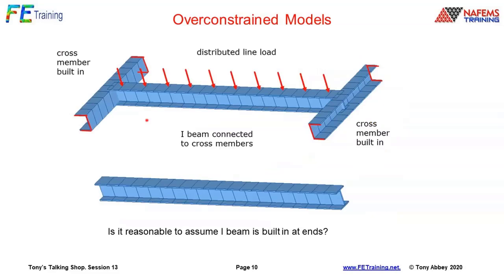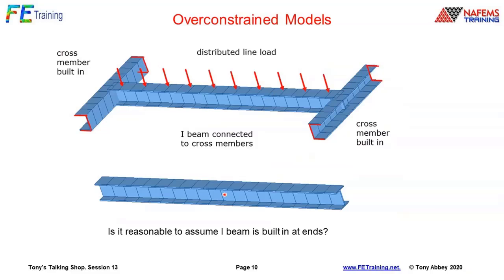Another issue is that we've got here another setup. We've got across an I-beam running down in here. Now it's supported at the ends. So we've got some kind of cross member which is built in at the red lines here. There's a distributed line load running down the back in here.